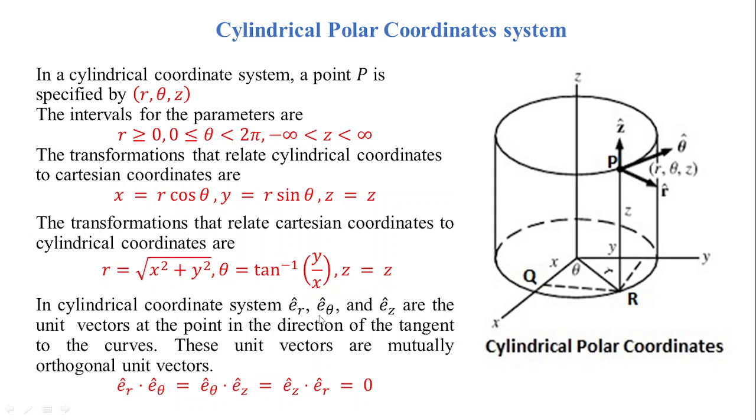Er, E theta and Ez. These are the unit vectors at the point in the direction of the tangent to the curves. Since the cylindrical polar coordinate system is an orthogonal system, the dot products between Er, E theta, Ez and Ez, Er are 0.